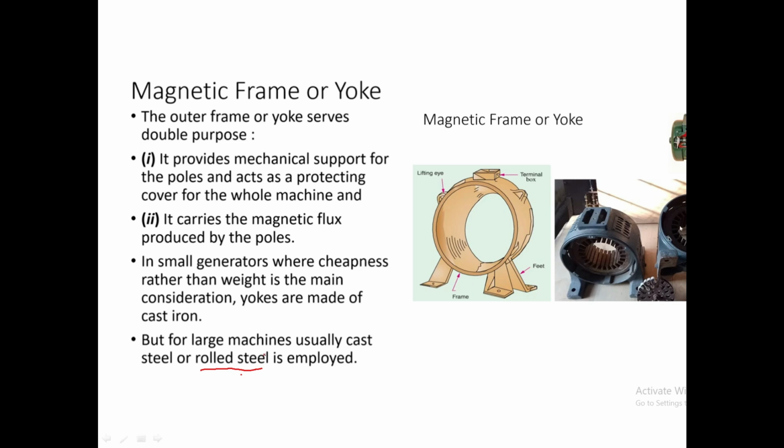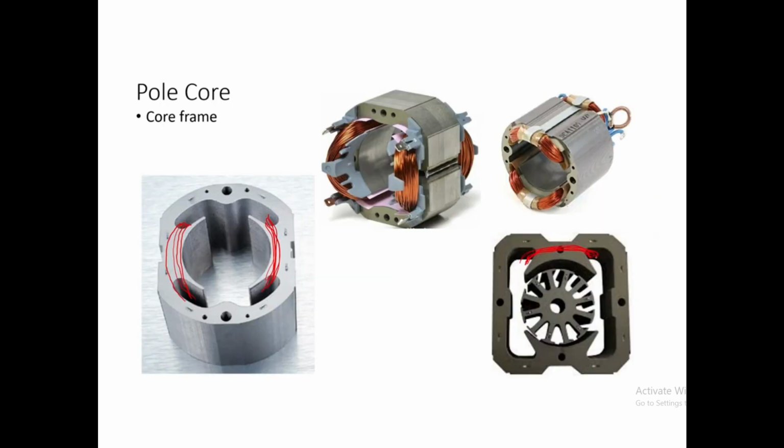is the same. Okay, so then the pole core, as I already told, these are the pole cores. See, this is the pole core, and this is the pole core, and this is the shoe. In the pole core, winding is wound over it. When it is energized, it becomes an electromagnet.